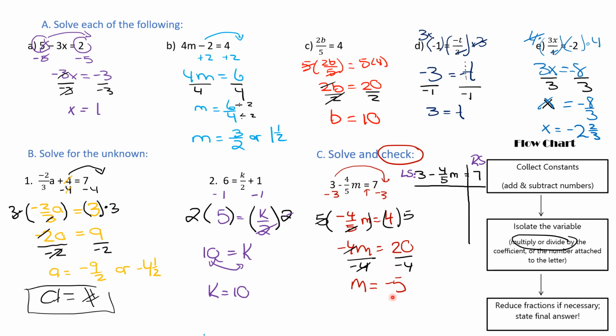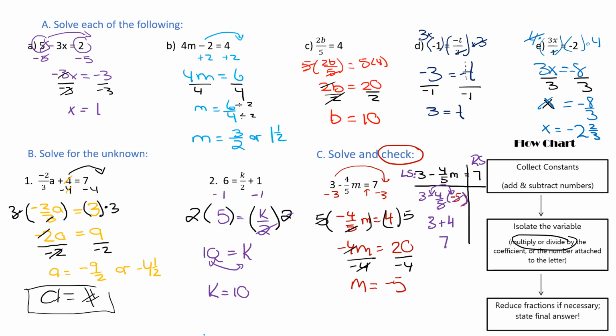Since m is negative 5, that's what I'm checking. I'm checking to see if my answer is right. So I'm going to put a negative 5 in for this m right here. 3 minus 4/5 times, and in for m, I'm putting the answer I got, negative 5. So that's 3, now negative 5, and these 5s will cancel. Notice I have 2 negative signs here. Those 2 negatives are going to make a positive, and the 5s canceled, so all that's left there is a 4.